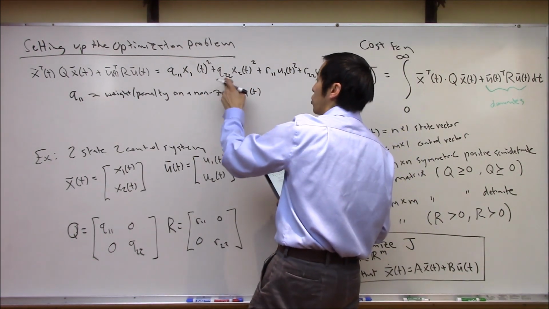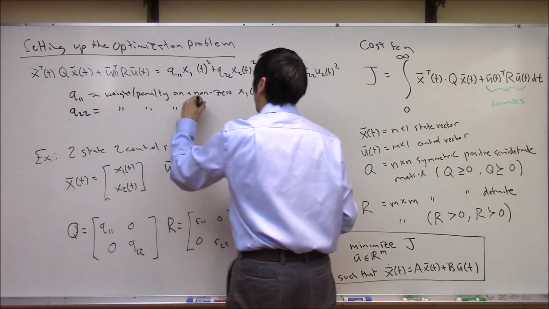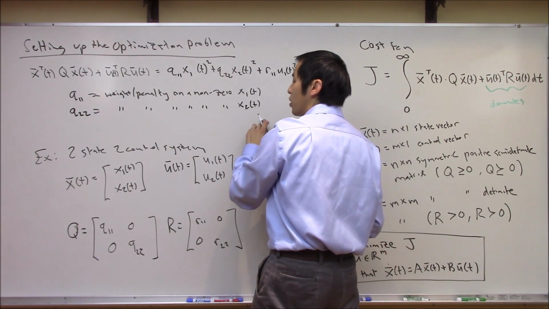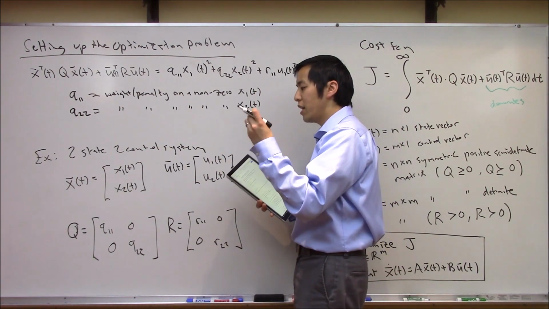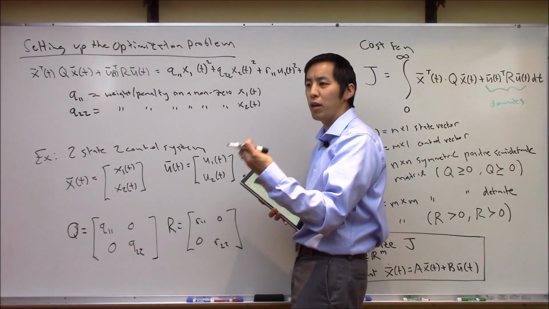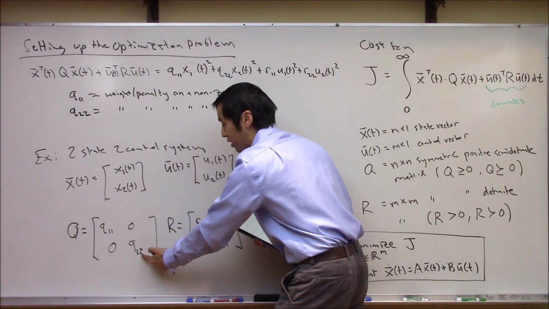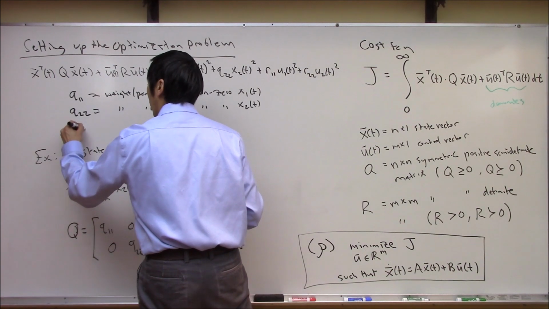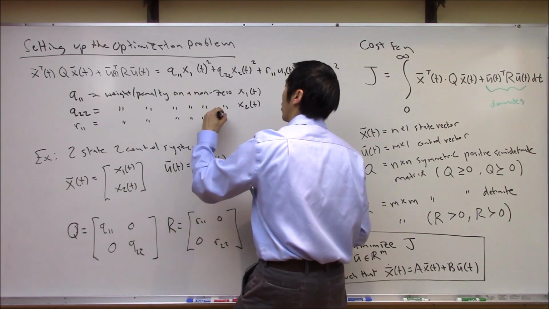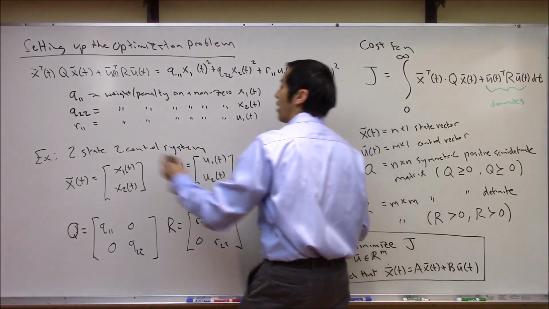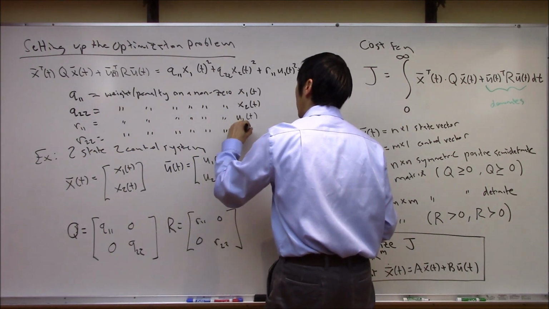And similarly, let's go through all of these just to be very explicit. Q22 is the weight or the penalty on a non-zero x2. So we very clearly see that with the Q matrix, by choosing the entries appropriately, you can say which state you really care about being non-zero. I can either say that I really care about x1 being non-zero, or I care about x2 being non-zero. Similarly, the R11 term, you see it right here. This is the weight or the penalty on a non-zero u1 of t. And similarly, R22 is the weight or the penalty on a non-zero u2 of t.